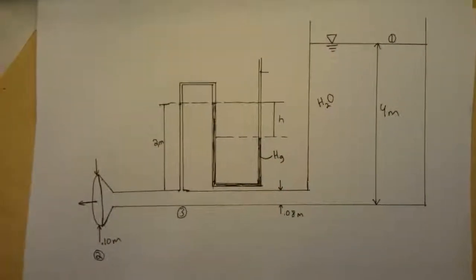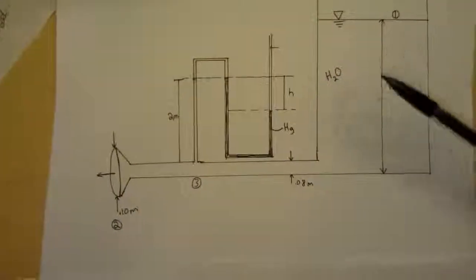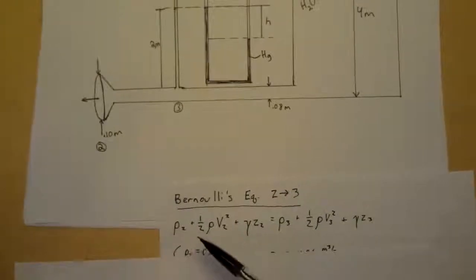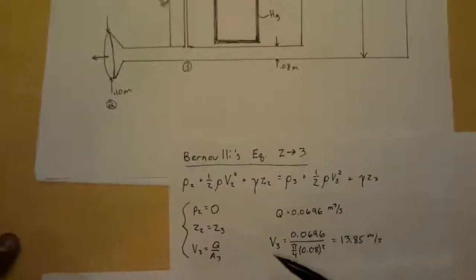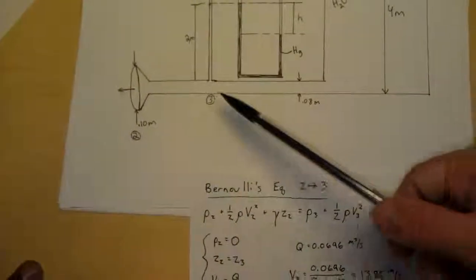For part B, we had to solve for height h. We did so by using Bernoulli's equation from point 2 to point 3. From the Bernoulli's equation, we know that pressure at 2 is still 0. We know that height at 2 and 3 are the same because they're both at the bottom.